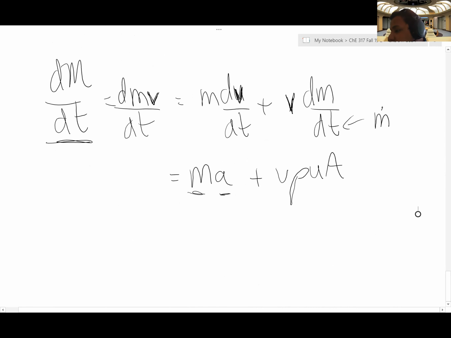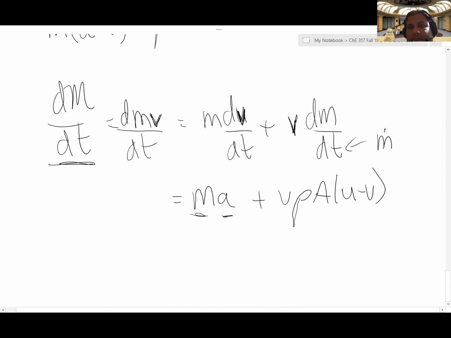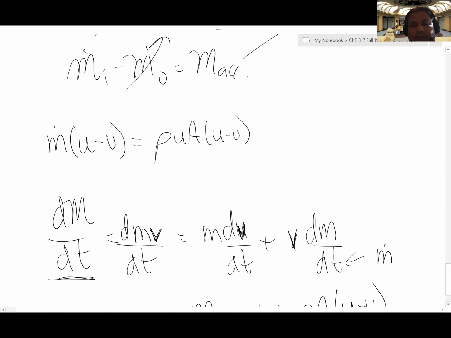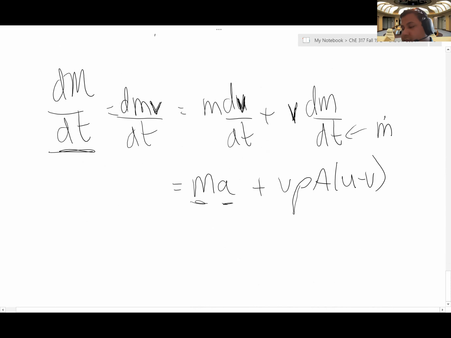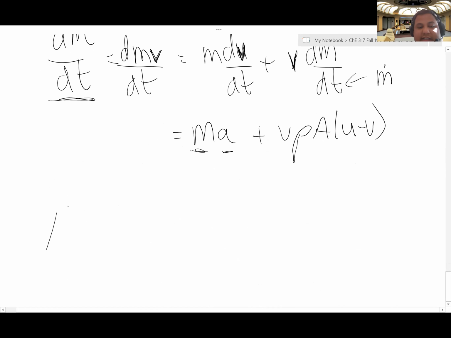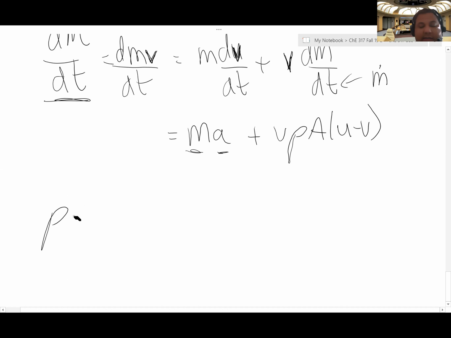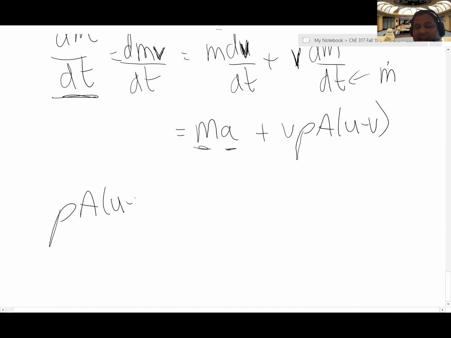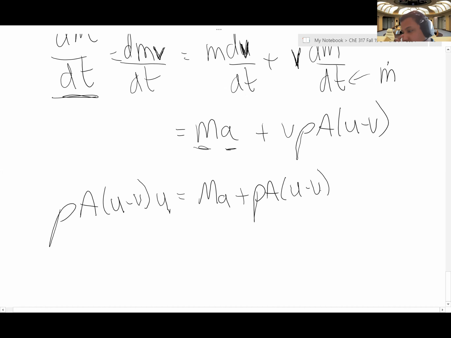Let me double check my notes. It's actually a function of the reference frame. So it would be rho A (u minus v). And so if we combine these concepts, what we really end up with is an expression that says rho times A times (u minus v) times u equals m times a plus rho A (u minus v) times v.